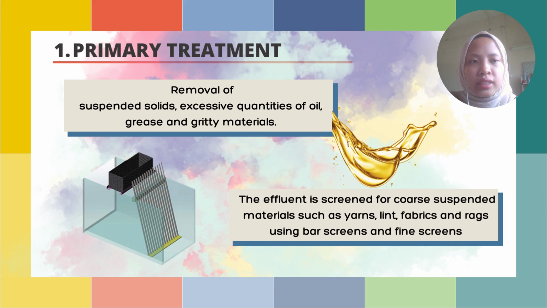Now, the treatment of these color pigments is divided into 3 sections. So, the first section is primary treatment. Primary treatment consists of removing solids, excessive quantities of oils, grease, and gritty materials. Other than that, by using bar screens and fine screens, we can remove coarse suspended materials such as yarns, lint, fabrics, and rags.